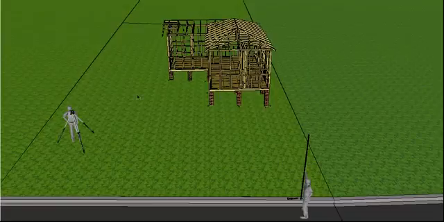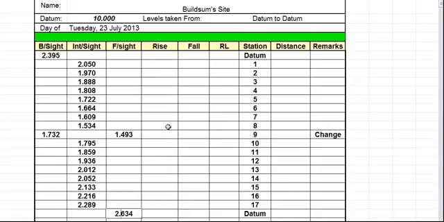So in the last video we took some readings around this building and we recorded them on our level book, and as I said before, this is a rise and fall level book. So what I want to show you in this video is how we take these seemingly random figures and actually get something we can use out of them.